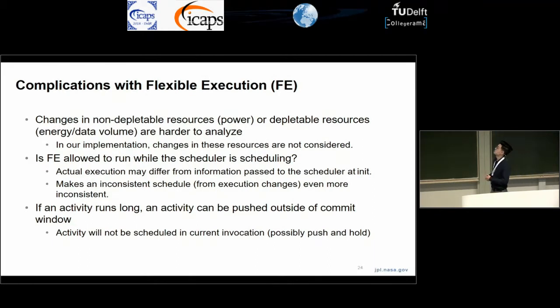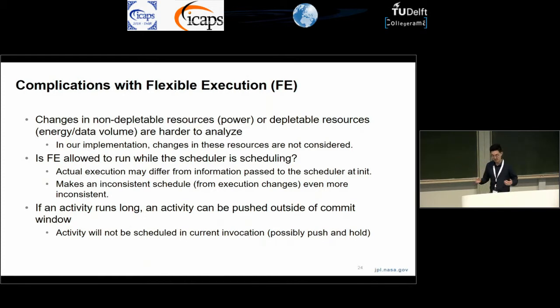So there are a lot of complications with flexible execution. Most notably, I conspicuously did not talk about energy when I said the resources we consider. And that's because energy is a depletable resource, and it's one of the more complex resources that we have to analyze. And if we can analyze it, well, then we wouldn't have flexible execution. We would just have our regular scheduler. And we need flexible execution to operate at a much higher frequency.